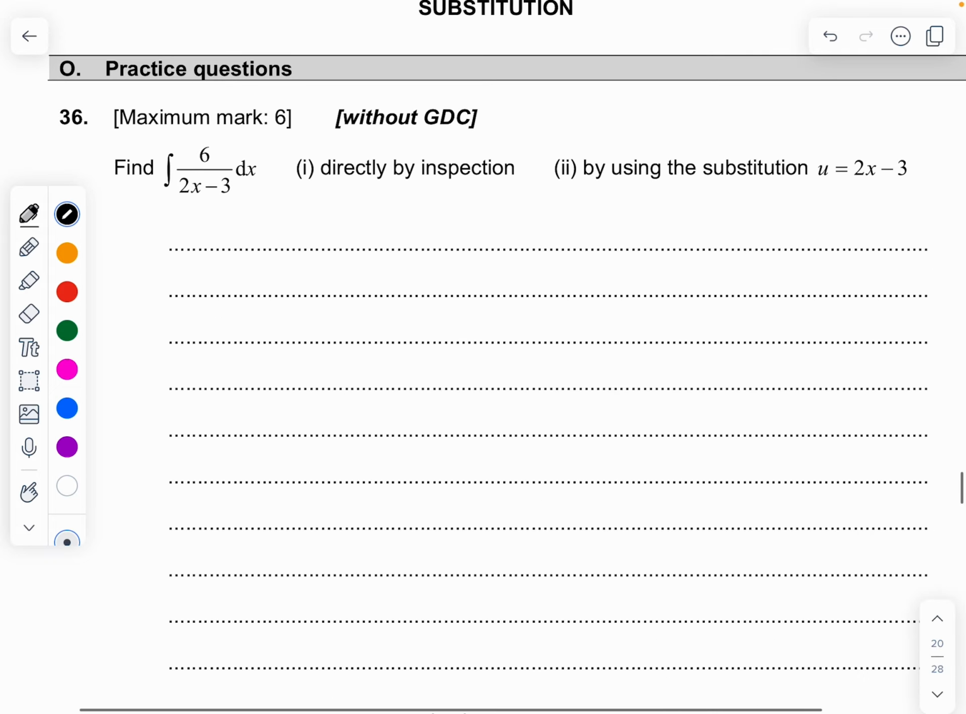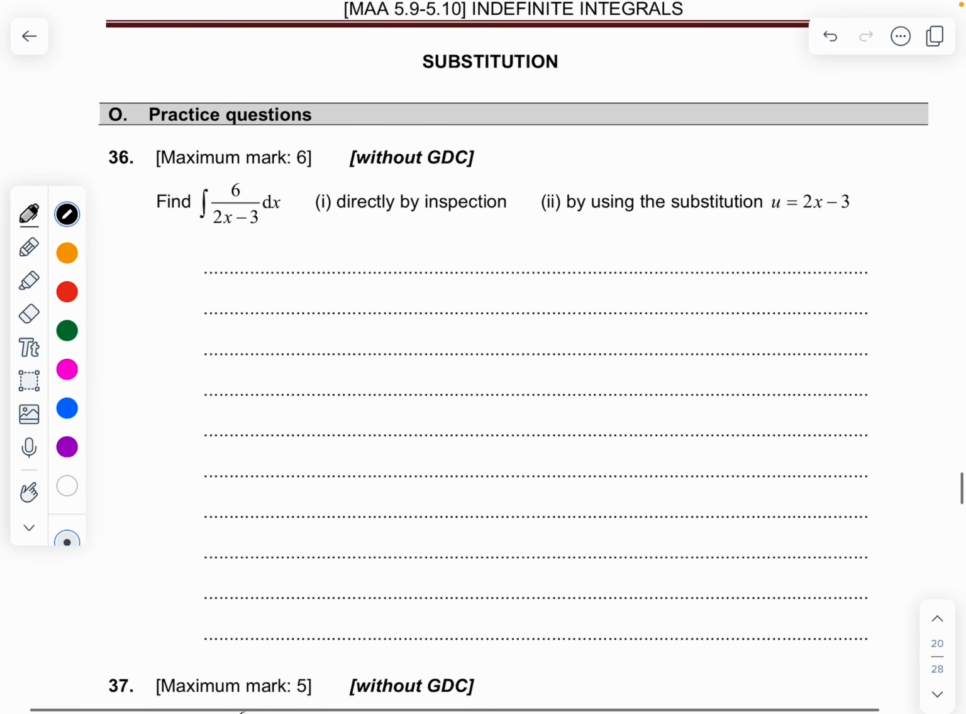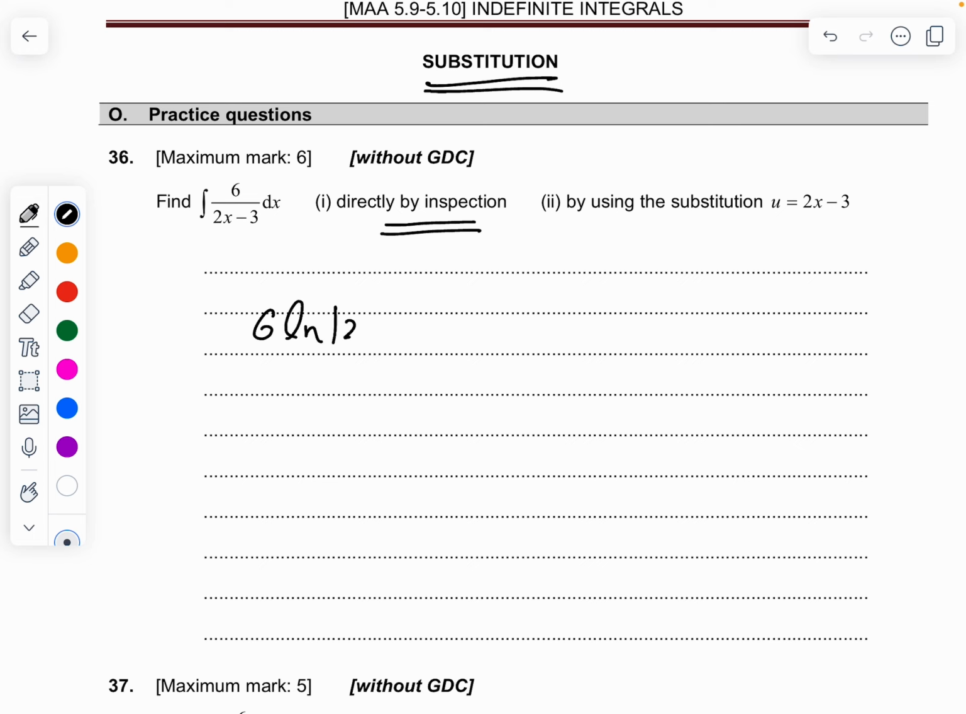Now coming to question number 36 onwards, it is based upon the substitution. So first by direct inspection, 6 it is ln of 2x minus 3 divided by 2 plus c. For part 2, let u equal 2x minus 3. So du by dx will become 2. So du will become 2 dx.